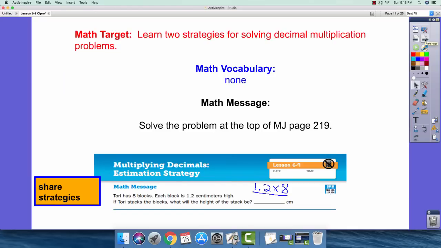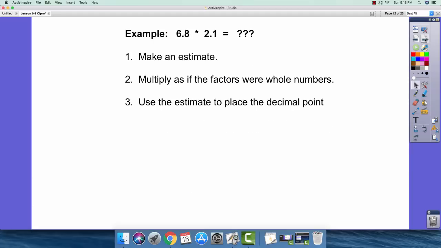Alright, since you have those things out, our goal today is to learn two strategies for solving decimal multiplication problems. One strategy we already talked about, we already learned, we did that on Thursday. So today, really, I'm just going to introduce one new strategy for you. Before I introduce that new strategy, though, let's just briefly review the first strategy on how we can multiply decimals.